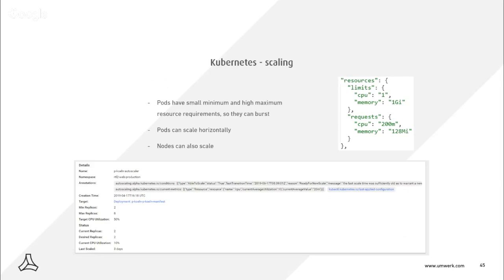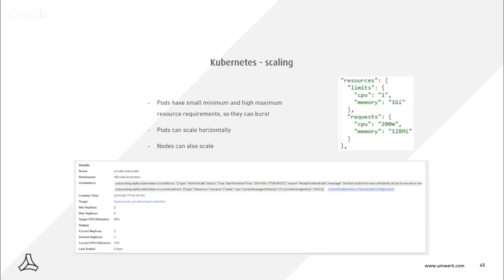Pods have a minimum and maximum resource requirement. That's called the requests and the limits. So if I have a pod and say it gets 200 milli CPU, that's 1/5 of a CPU, but it can burst up to 1 CPU.